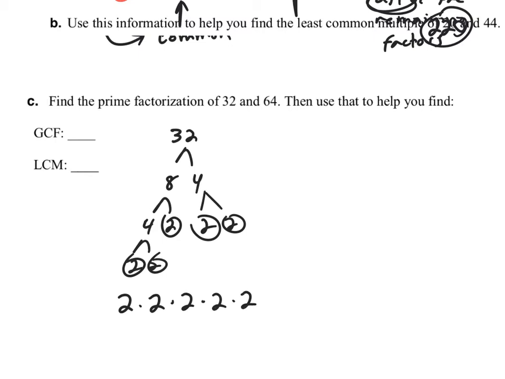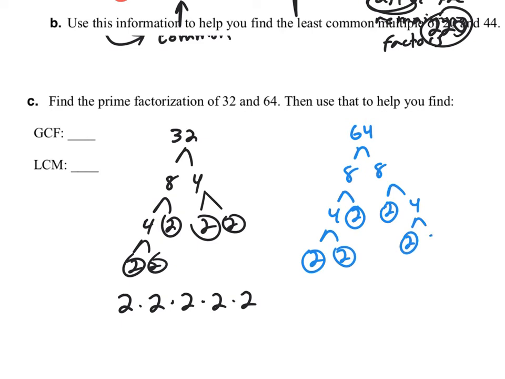So if we do that, make sure: 2 times 2 is 4, 4 times 2 is 8, 8 times 2 is 16, 16 times 2 is 32. All right, so now let's do 64. So 8 times 8, 2 times 4, 2 times 4 gives me 8. And we have a string here of 2 times 2 times 2 times 2 times 2 times 2. Let me make sure I've got them all. 1, 2, 3, 4, 5, 6.